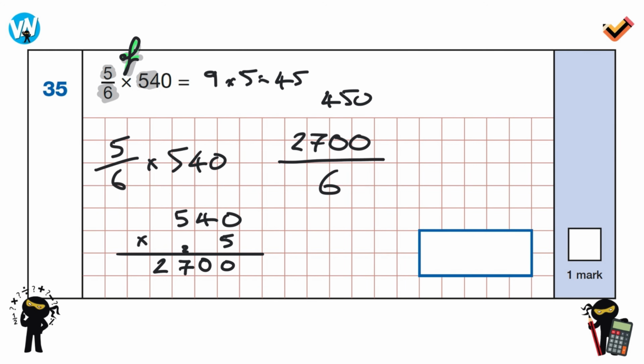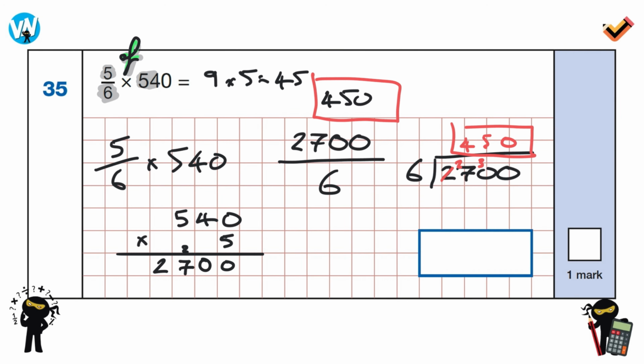And let's go through the process. So we're going to do 6 into 2,700. So how many 6s go into 2? Well, none, so we're going to carry that. How many 6s go into 27? 4, because that gets us to 24. Remainder 3. How many 6s go into 30? 5. So that's going to be 0. So the answer is 450.